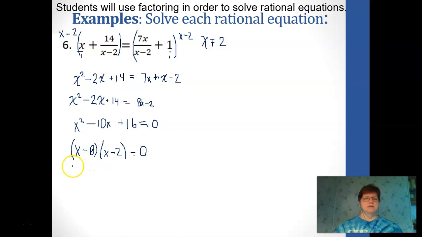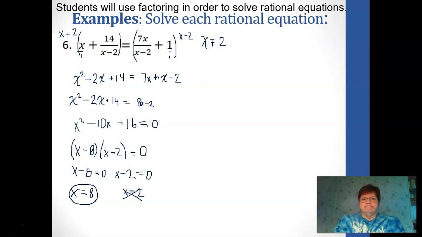And then we set each of those equal to 0. So we get x could be 8. And we get x could be 2. Yes, you're right. We can't use 2 because that's one of our excluded values. So our only answer is 8. Okay?